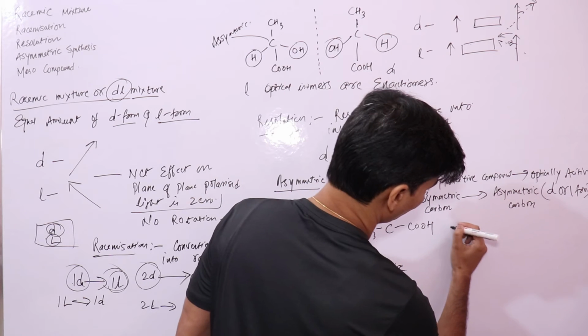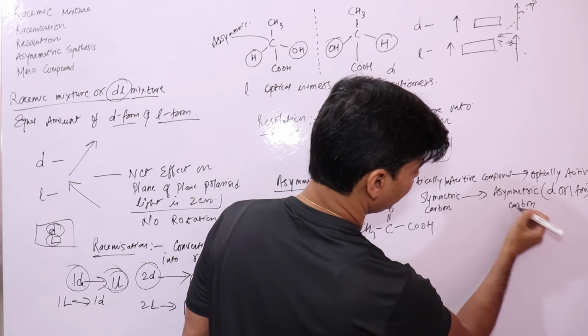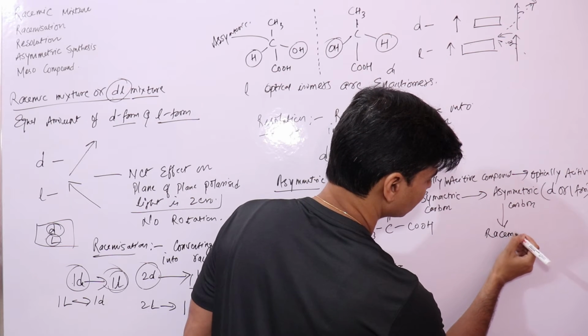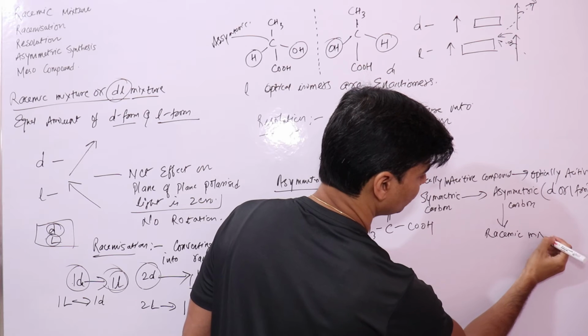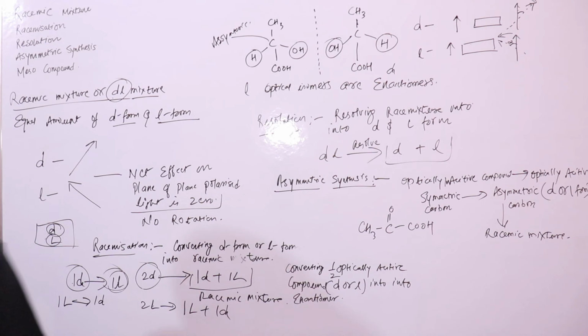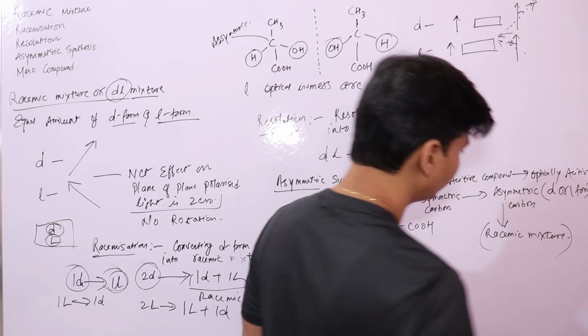So that is why what results in asymmetric synthesis here would be a racemic mixture. What you will get would be a racemic mixture, because the chances of getting a D form or an L form would be equal, right?